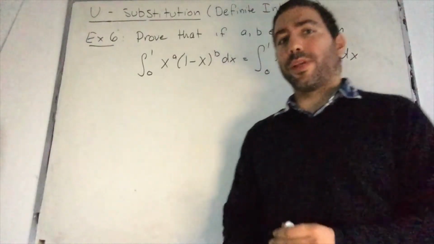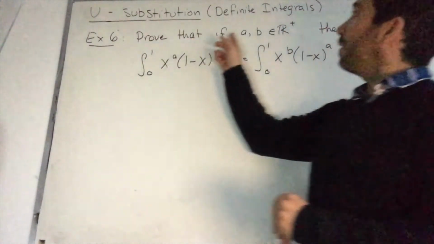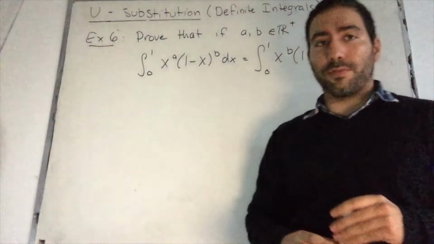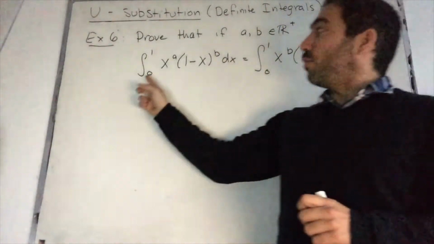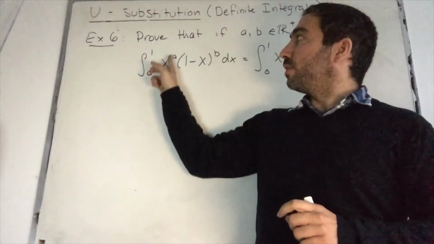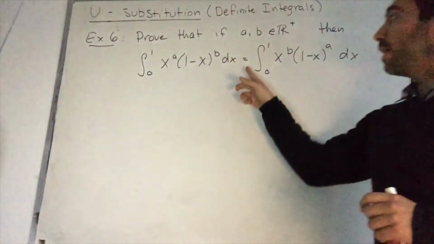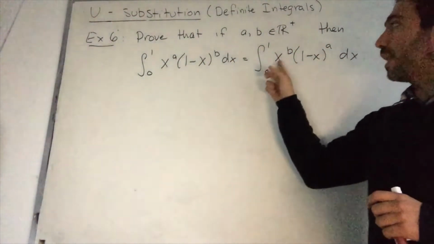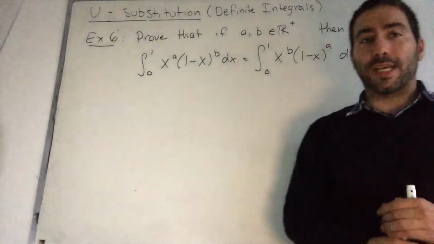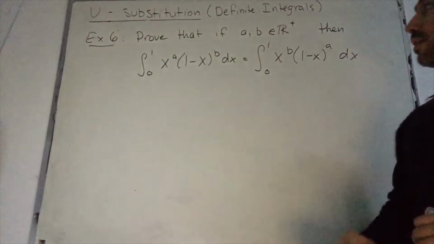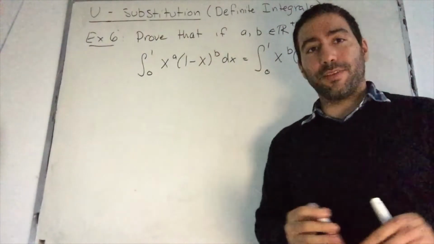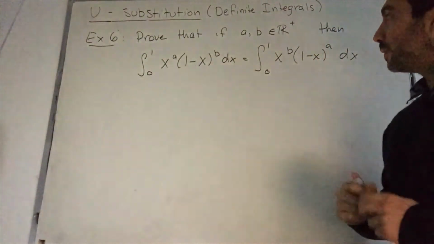So our final example here is a proof. We have to prove that for a, b, which are positive real numbers, then we have the integral from 0 to 1 of x to the exponent a times 1 minus x to the exponent b dx is equal to the integral from 0 to 1 of x to the b times 1 minus x to the a dx. So go ahead, pause the video, see if you're able to solve this on your own.